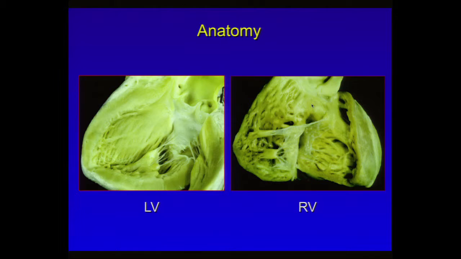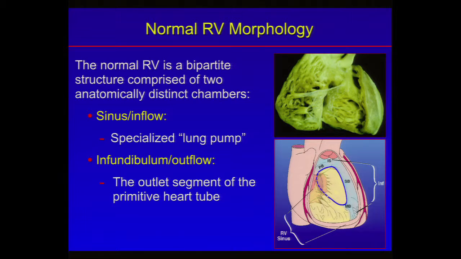The normal right ventricle is a bipartite structure comprised of two anatomically distinct chambers: the sinus or the inflow, shown here in this diagram in yellow. This is called the right ventricular sinus. This is in fact the pumping portion of the right side of the heart. That part is the segment that developed later in evolution, developed later during embryogenesis, and that is the specialized lung pump that I described to you earlier.